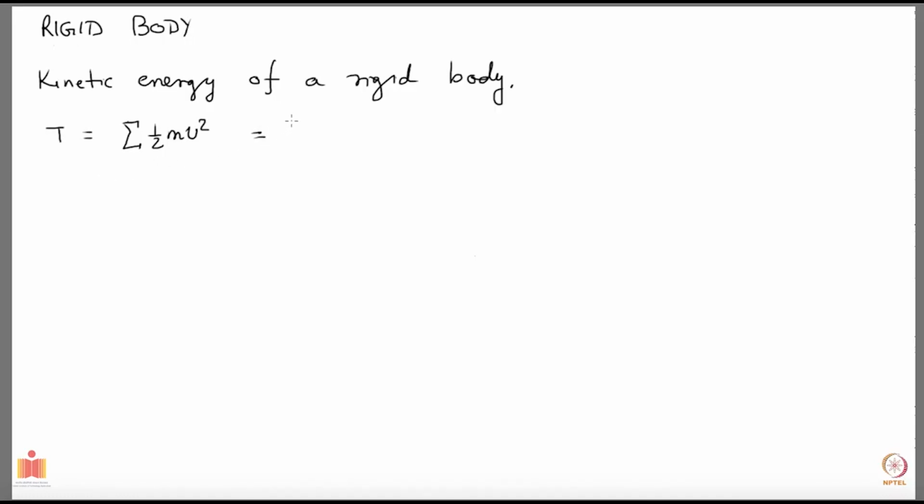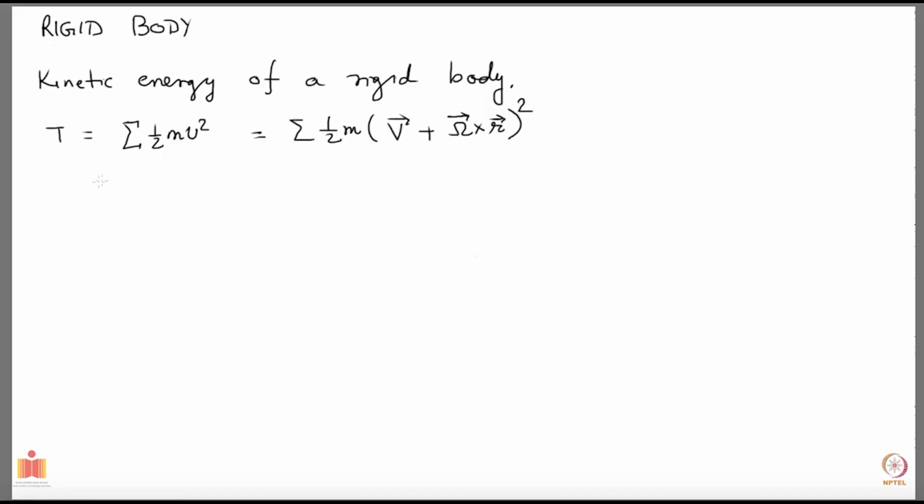Now I can write this as half m times (V, the velocity of the center of mass, plus omega cross r), where the small r is measured with respect to the origin of the body axis. Okay, that's what it is, squared.